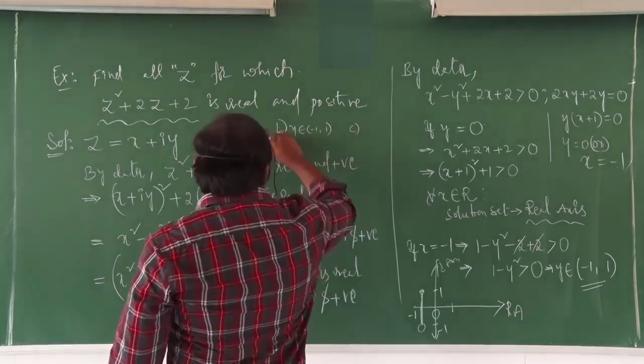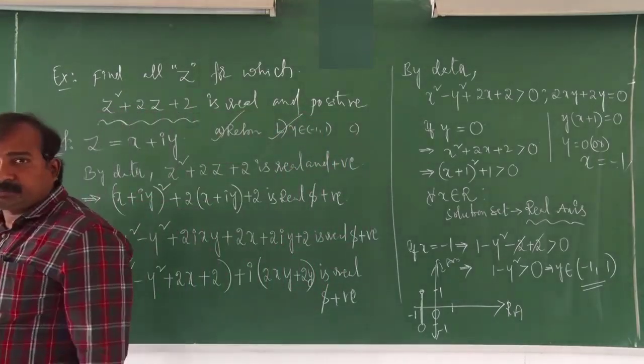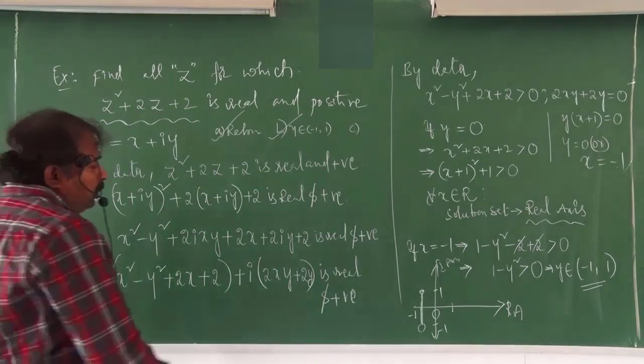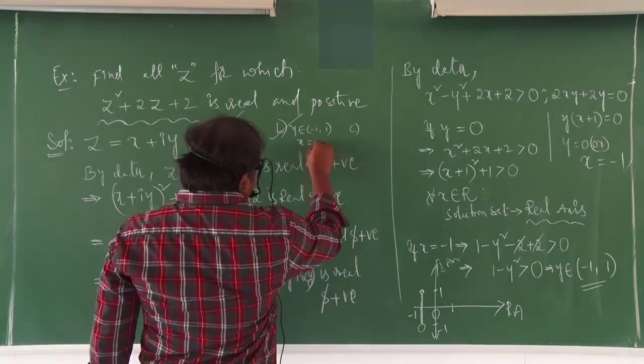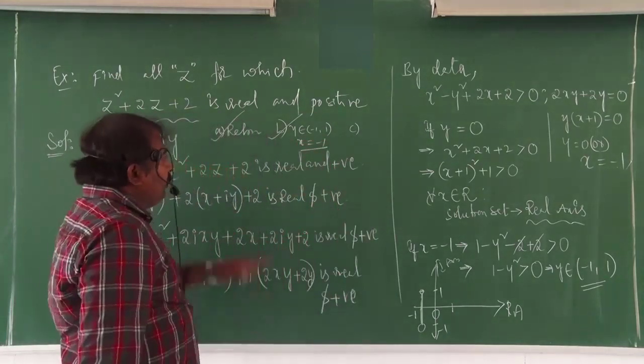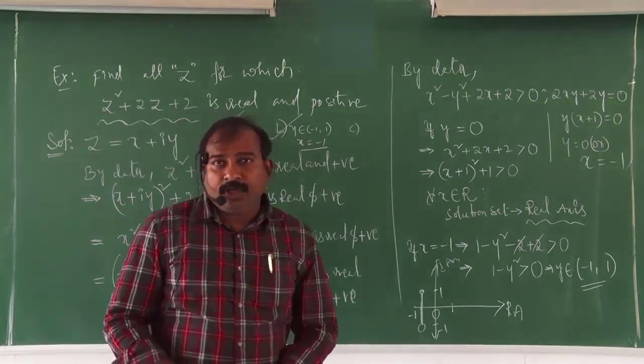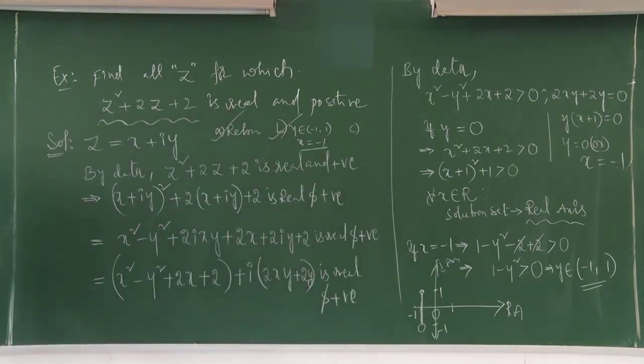In the first option they will give the real axis, and in another option, y belongs to minus 1 to 1 if x is equal to minus 1. Like that they will mention, and based on the options we have to proceed. Okay, next.